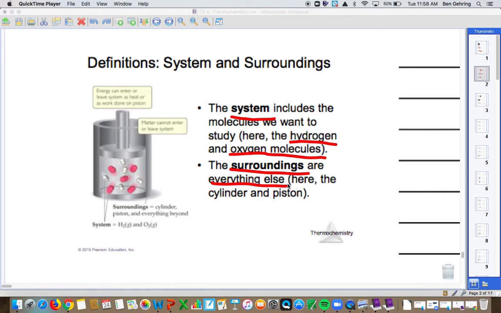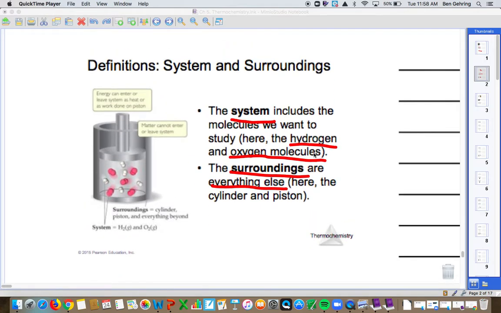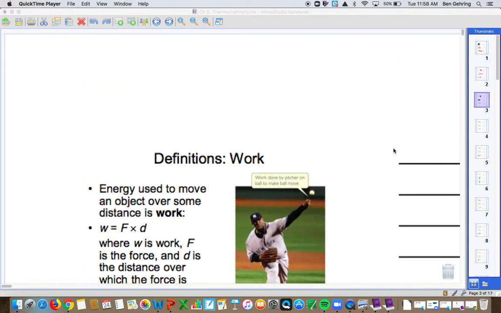And so those two terms you have to know, because we talk about energy moving from system to surroundings and from surroundings to system. You have to be able to distinguish between those two terms.